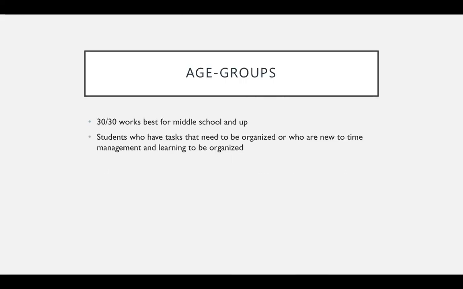So the age groups for this, I thought of 3030 originally for college, but it could also work as early as middle school. It can be an app that you use starting as early as middle school when you become more responsible. You have planners, you have tasks, you have assignments that you take home at night, and having an app that helps you manage your time can be great.